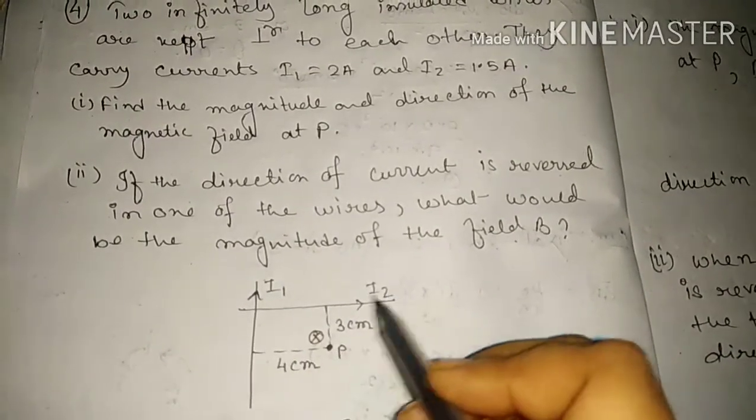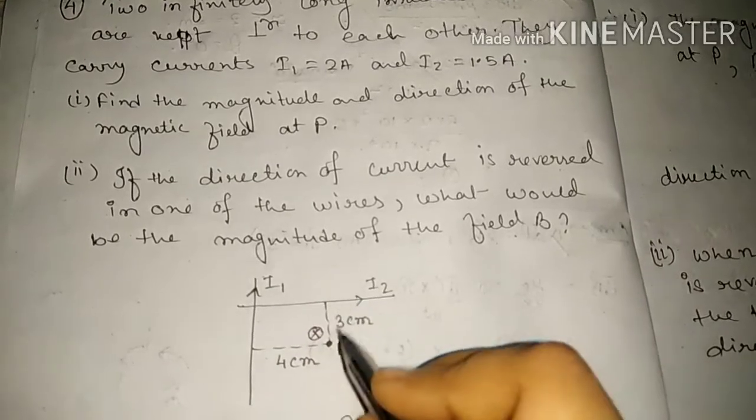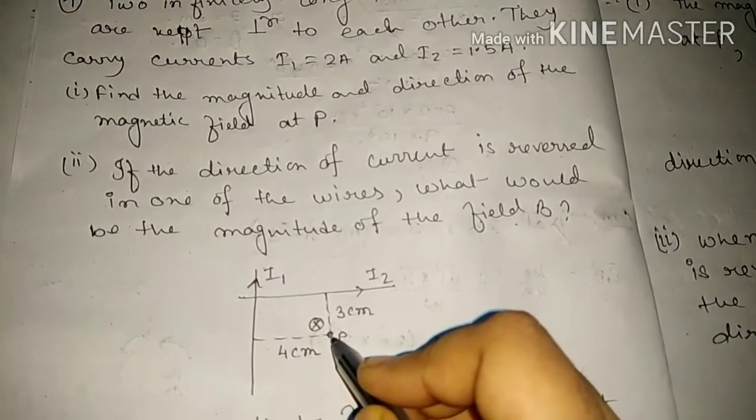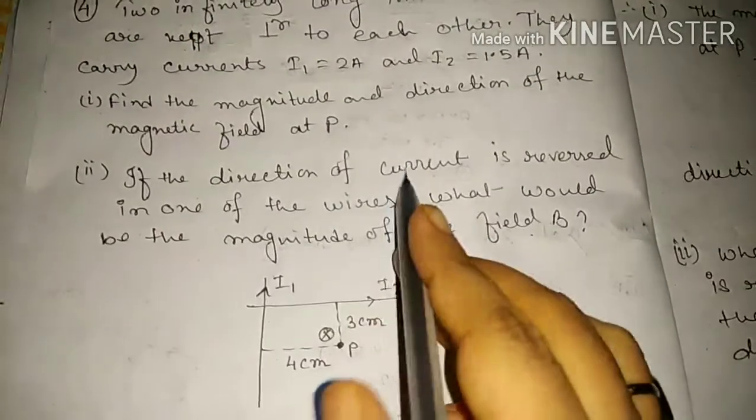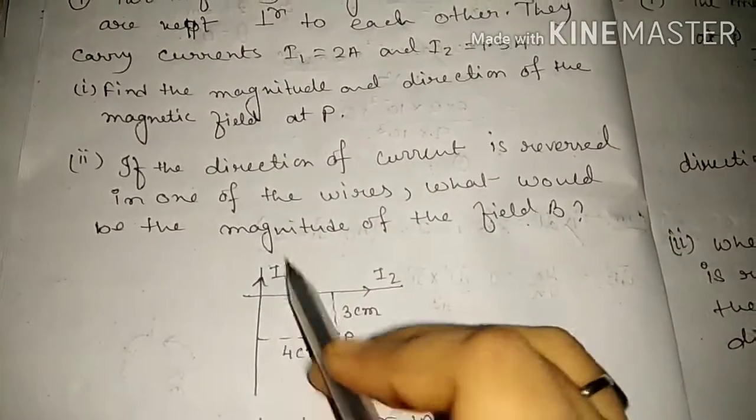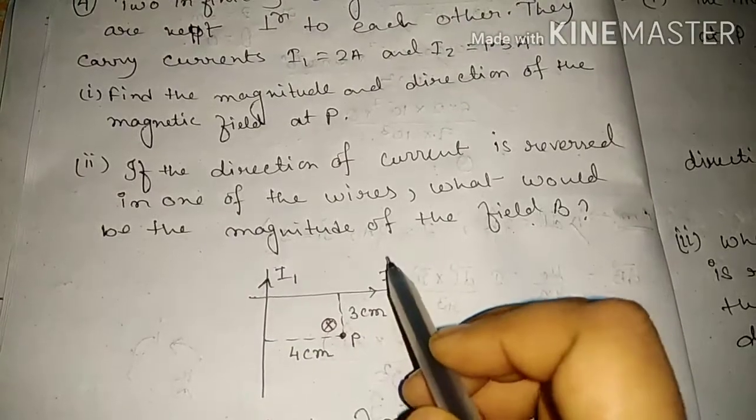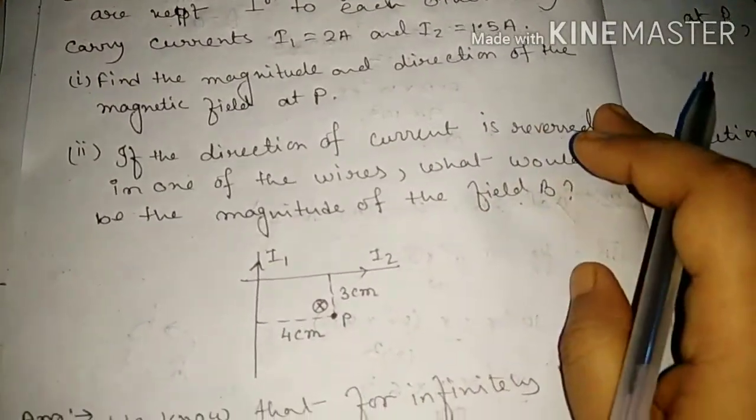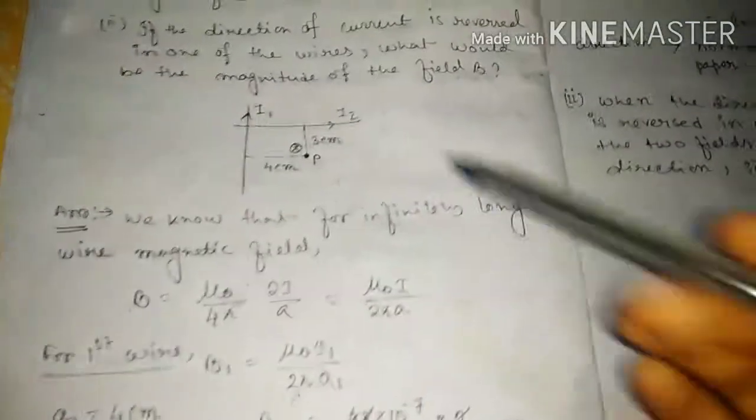Due to the two wires we get two magnetic fields, and then we add them up. So we get the total magnetic field at point P. And second, if the direction of either I1 or I2 is reversed, what will be the effect on the magnitude of the magnetic field at point P? So first we find the magnitude and direction.